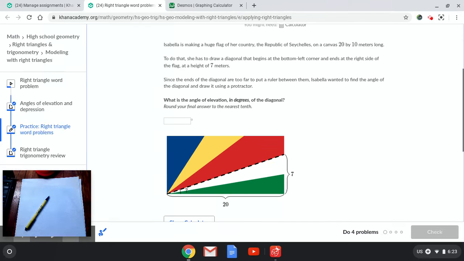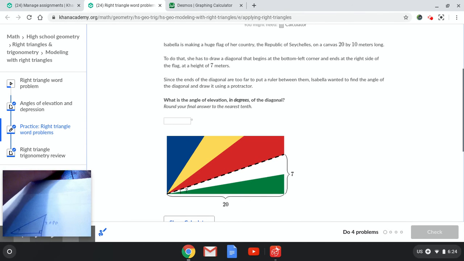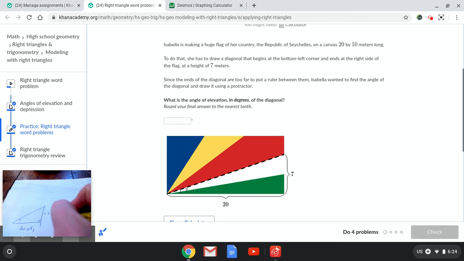An angle of elevation goes from the horizontal line up, so you can see the little question mark. If you label it from that, and just draw a picture of what they're showing you, the 7 would be the opposite, and the 20 would be the adjacent. So opposite and adjacent would be tan. So it would be tan inverse 7 over 20. That's what I need to write.